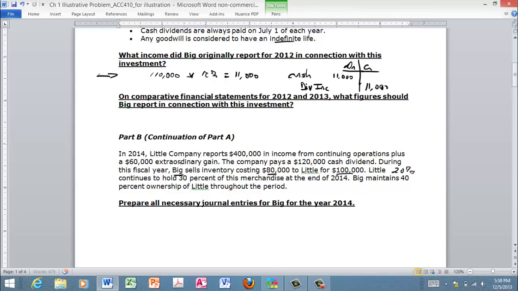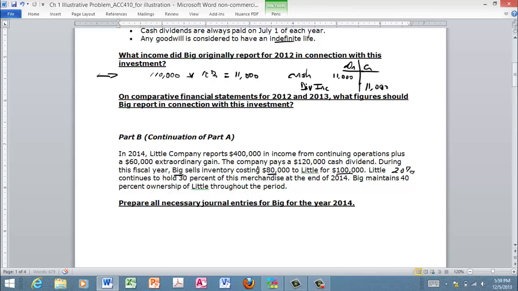It's a downstream sale because the investor, big company, is selling stuff to a company. I'm not going to call it its subsidiary because it is not consolidated. It's somewhere between that 20 and 50% ownership. So we'll call it the investee. So big is selling inventory to its investee.